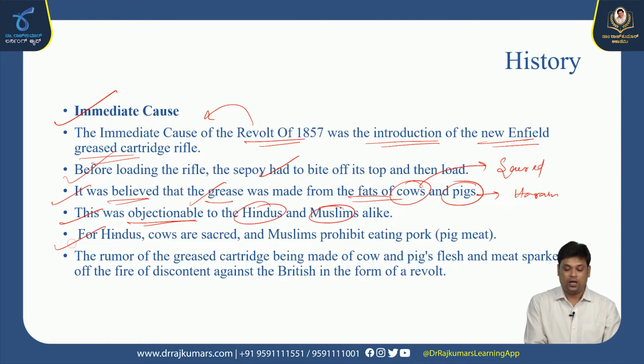So this was objectionable to the Hindus and Muslims. For Hindus, cows are sacred. Muslims prohibit eating pork, that is pig meat. The rumor of the greased cartridge being made of cow and pig flesh sparked off the fire of discontent against the British in the form of a revolt. This is considered the immediate cause.